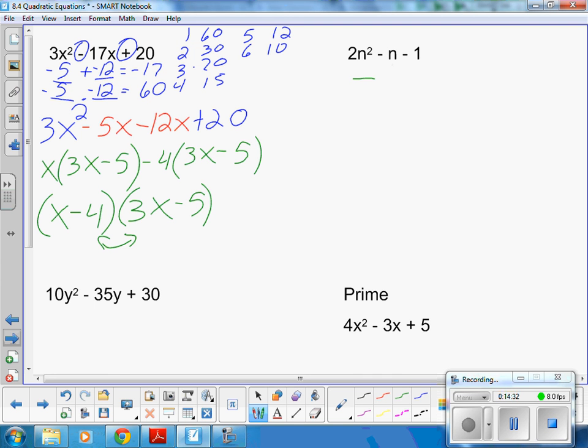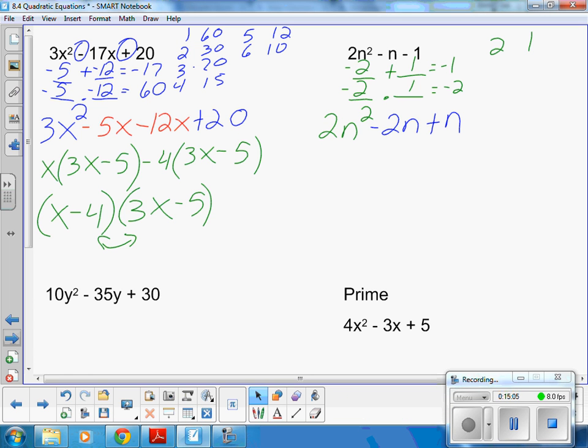The sum of my numbers has to be a negative 1, and the product of my numbers has to be a negative 2. So 2 is pretty much 2 and 1. I have to figure out the sum is a negative, so it needs to be a negative 2 and a positive 1. So I have 2n squared minus 2n plus n, minus, I almost wrote the wrong thing there, minus 1.